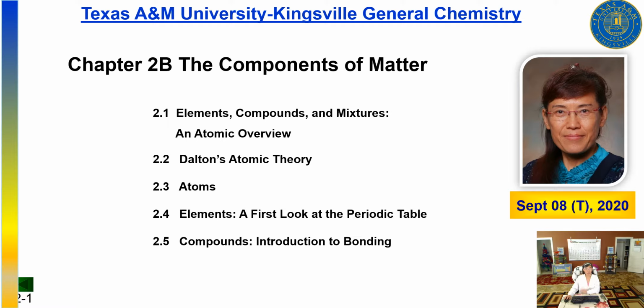Today we are going to finish your chapter 2, the components of matter. We are going to be focusing more on the last topics related to the nomenclature. Before that, I want to give you a very brief overview of our periodic table.